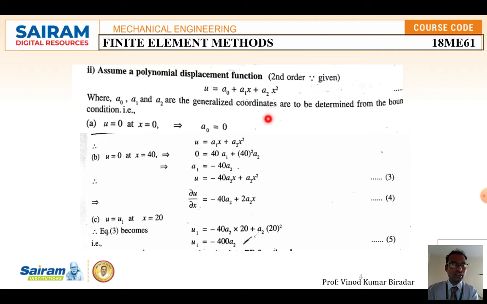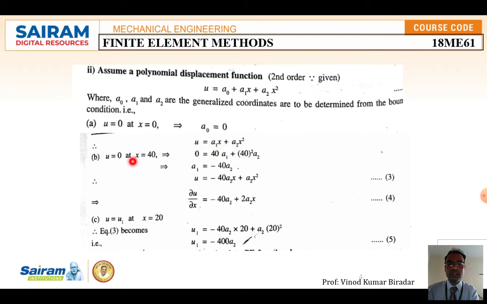You have to generalize the boundary condition, that is, you have to calculate these a1, a0 and a2 values and substitute them in these equations. How to calculate a0, a1 and a2? By applying boundary conditions. At point number 1, in the given question, u is equal to 0 at x is equal to 0. Substitute these in this equation and you are going to get a0 is equal to 0. That is, u is equal to a1x plus a2x square.